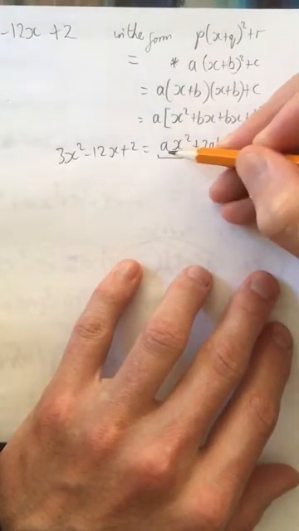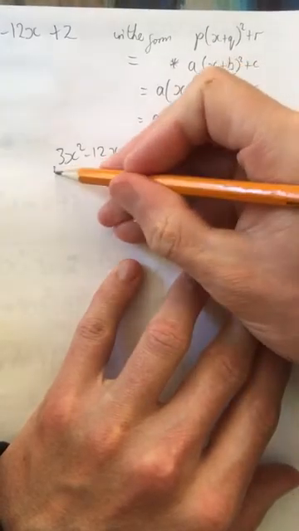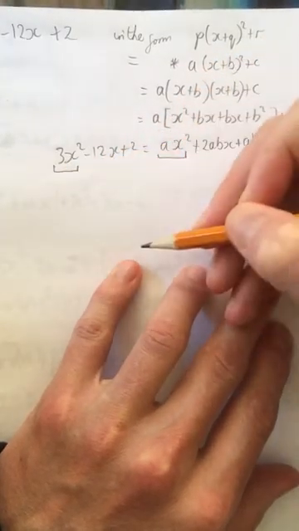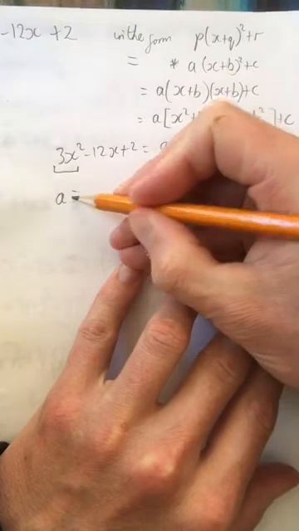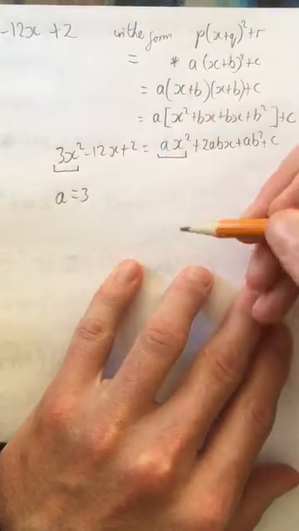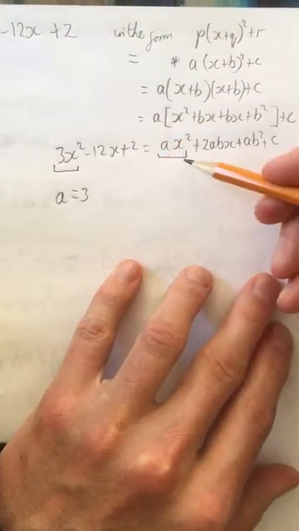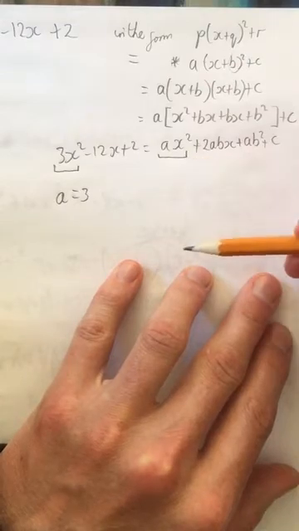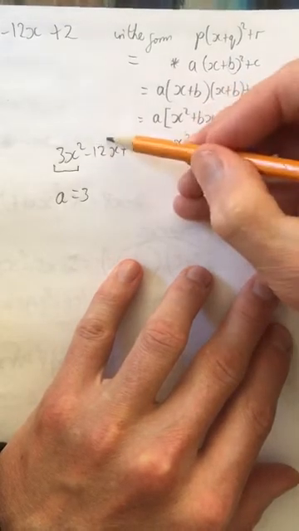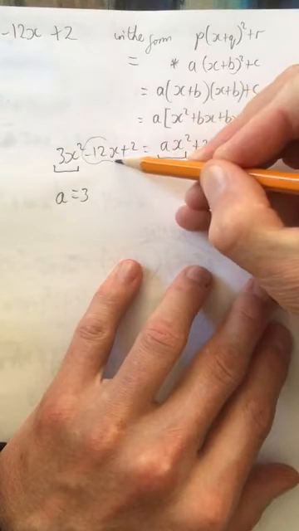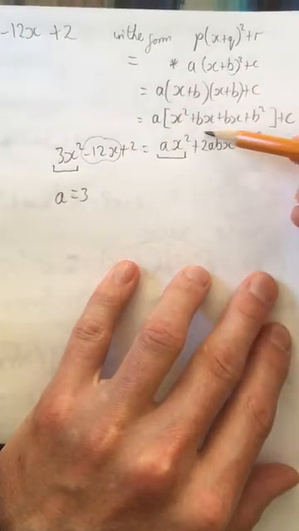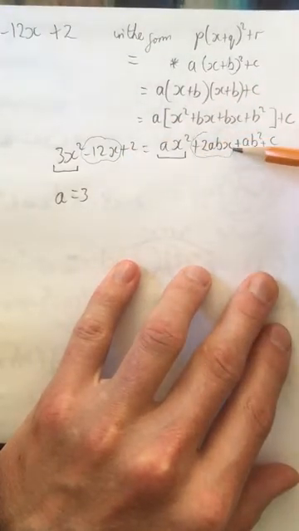Here, there are a x squaredy bits. Here, there are 3 x squaredy bits. I therefore deduce that the a has to be worth the number 3. That's the only way that and that can possibly match. Next, the xy bits. Negative 12x on this side, positive 2abx on this side.